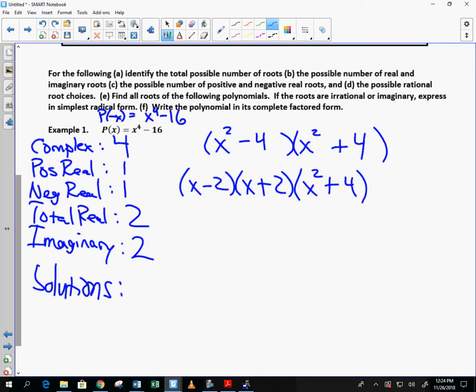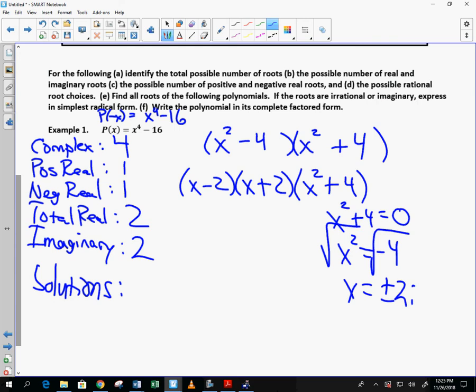We don't normally factor the sum of two squares, do we? But we could solve for that. We would say, where is x squared plus 4 equal to 0? And we would subtract the 4. We would square root both sides. X is equal to plus or minus 2i.